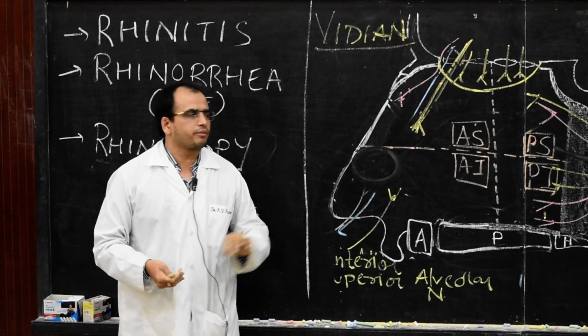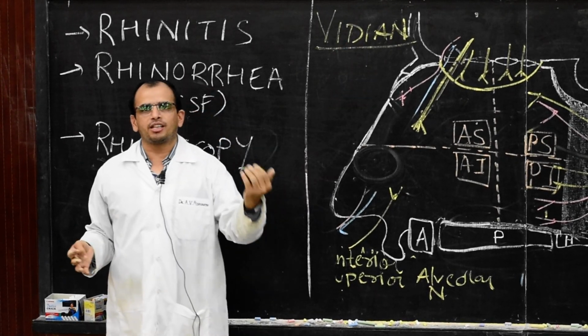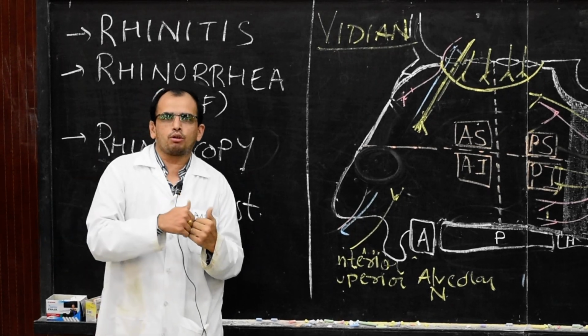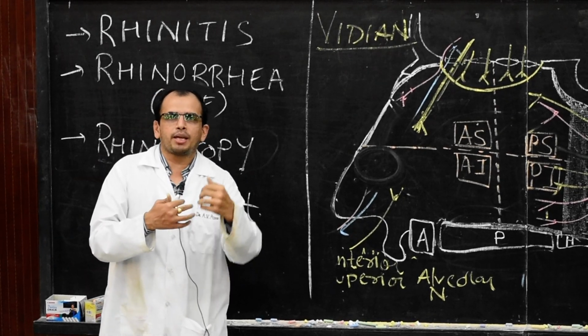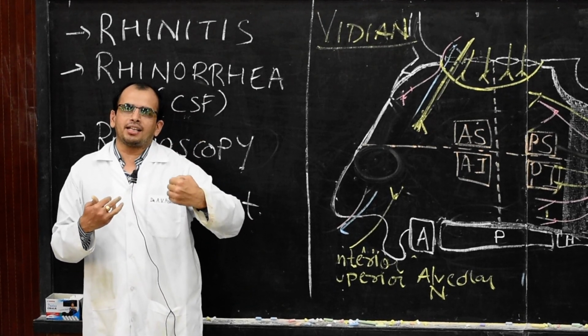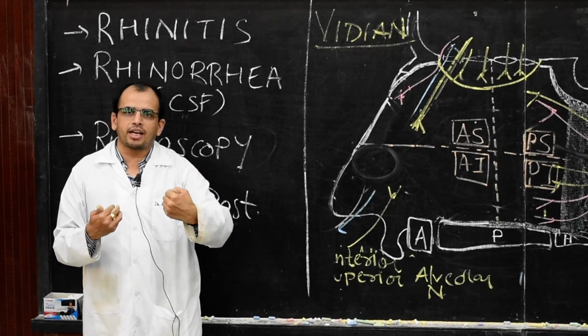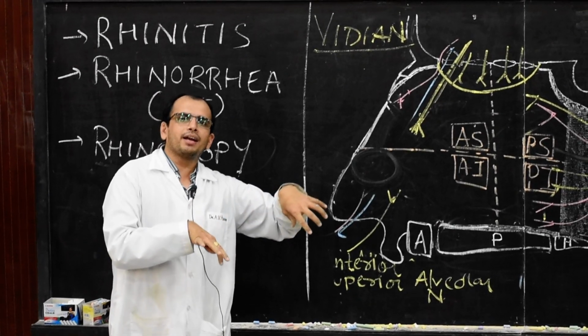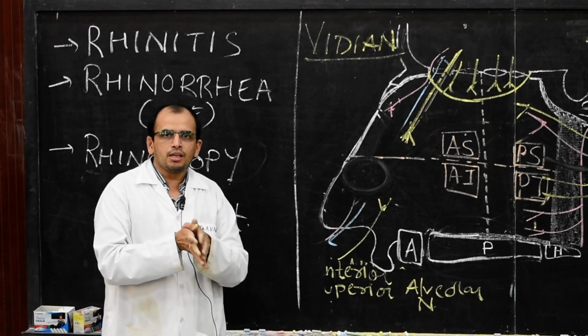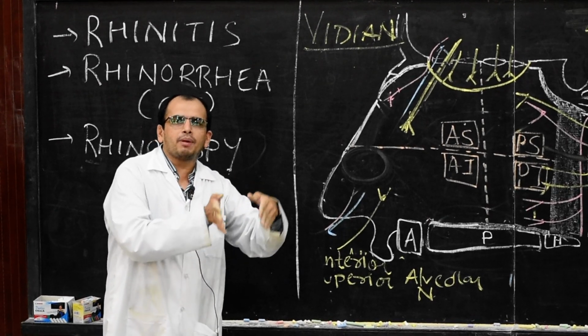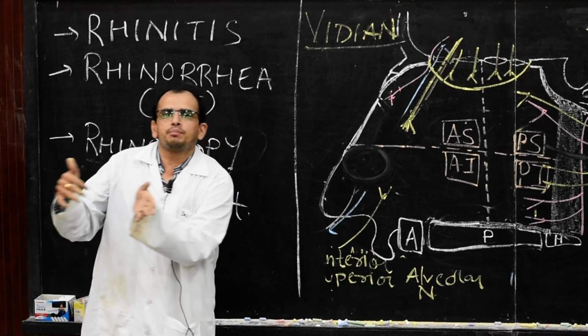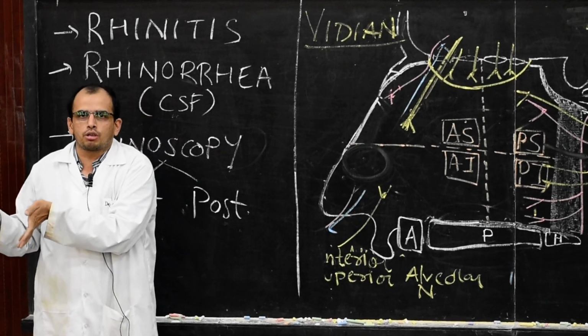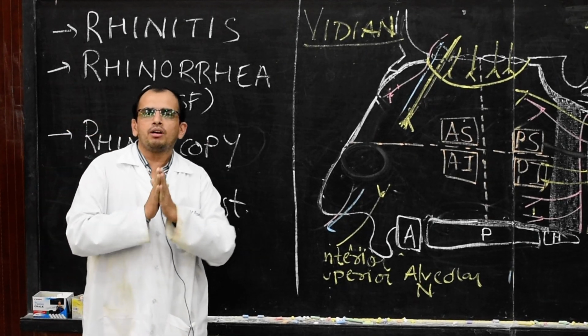The Vidian nerve is formed basically by the greater petrosal nerve and the deep petrosal nerve, and joining together they pass through the pterygoid canal. That's why it is also called the nerve of the pterygoid canal, and then it gives branches to the nasal cavity. So the parasympathetic aspect is by the greater petrosal nerve and the sympathetic aspect is by the deep petrosal nerve, joining together to form the Vidian nerve.